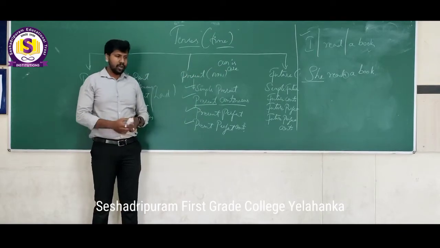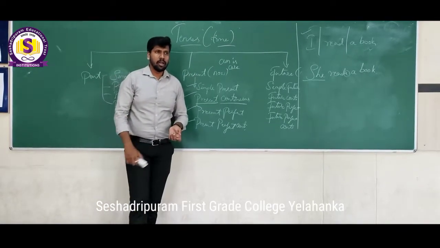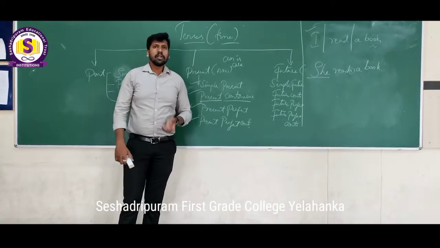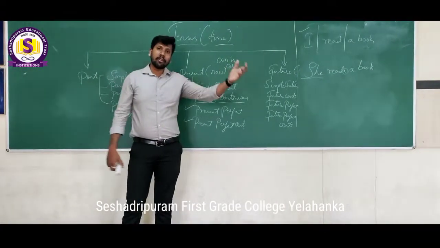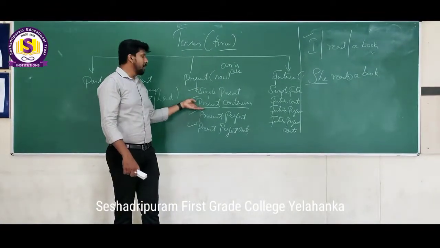For example, I am writing a book, okay, or writing an assignment. She is playing the drum, okay. Then they are all waiting for the bus. So this is an example for the present continuous.